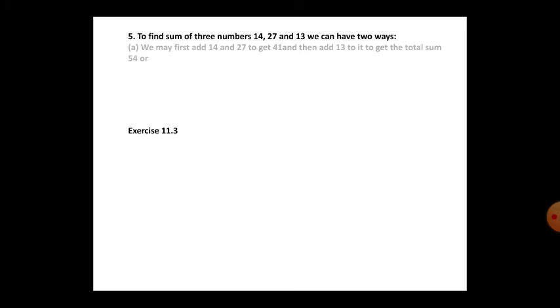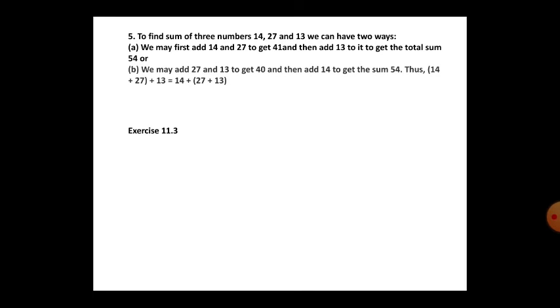To find the sum of three numbers 14, 27, and 13, we can have two ways. See, you need to find the sum of 14, 27 and 13. So we have two ways, right? One way is, we may first add 14 and 27 to get 41, and then add 13 to get the total sum, or sum 54.